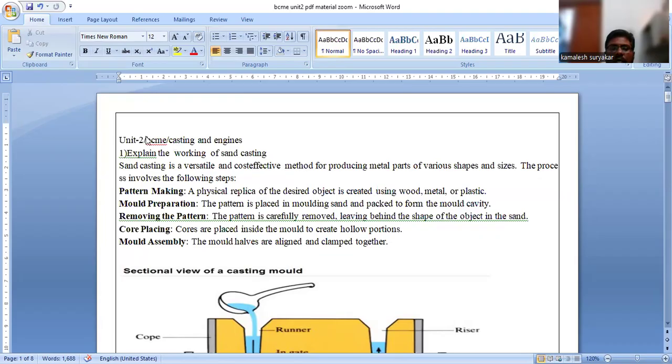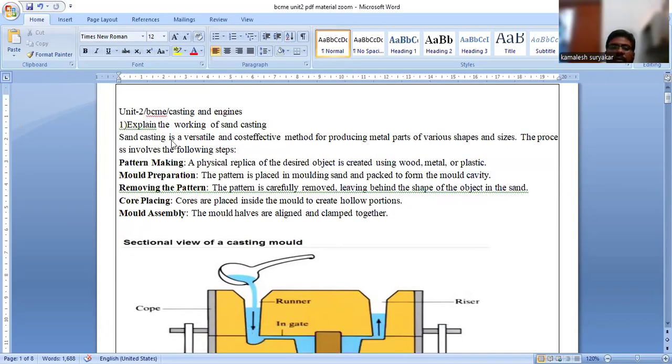So this video is about the basics of civil and mechanical engineering, and I'm going to be discussing some points about Unit 2, which deals with the casting process, and also some engines in Part B of this BCME. What I want to tell you is that I have framed it in question and answers. You can see this one.